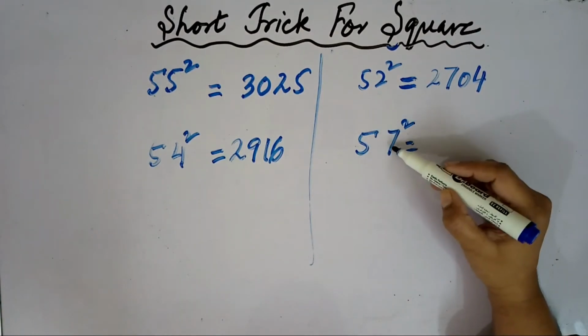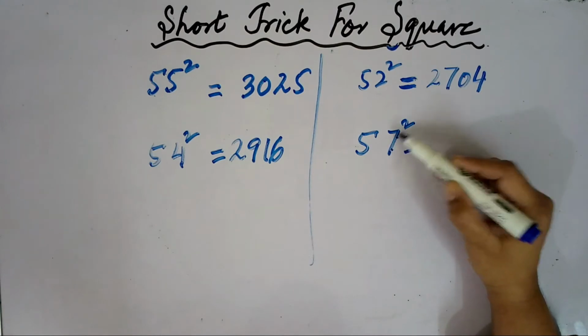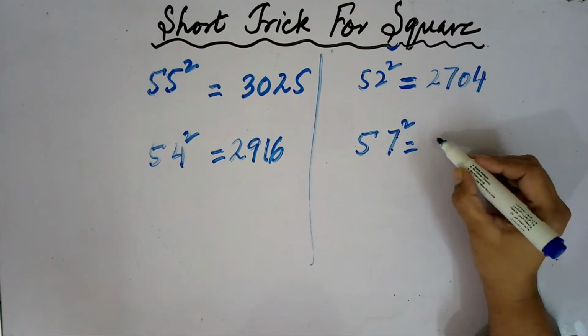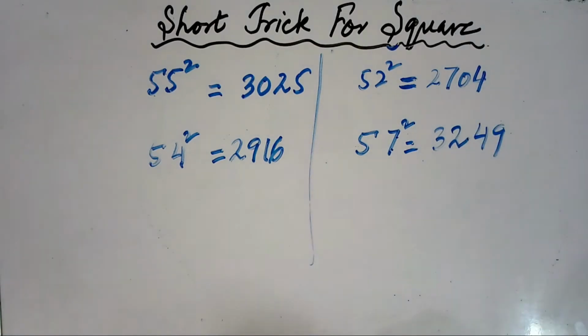Now I am taking 57 square. 57 is 7 greater than 50. So what will we do? We will add 7 in 25. What would it be? 32, and 7 7s are 49.